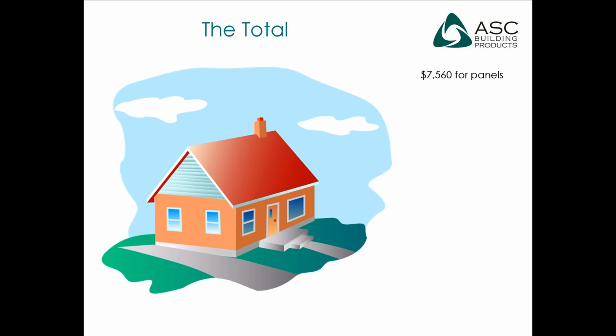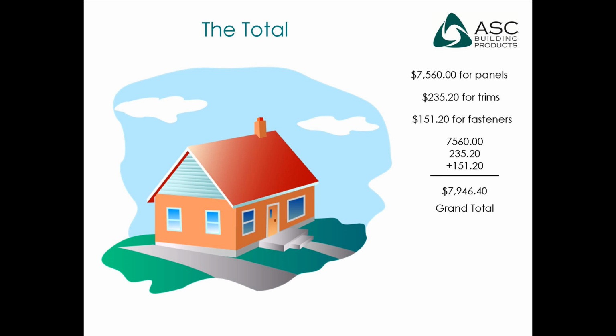That brings us to the totals. We know that we had $7,560 in panels, $235.20 in trim, and $151.20 in fasteners. Therefore, at a 40% margin, $7,946.40 total goes out to quote to your customer.